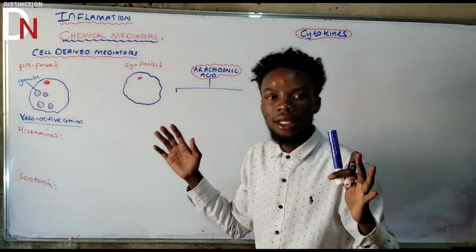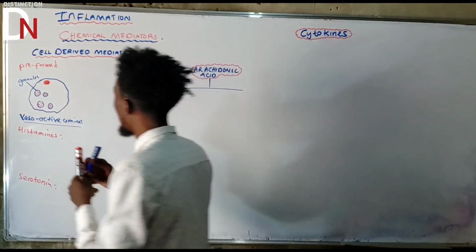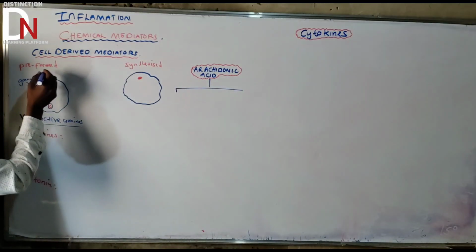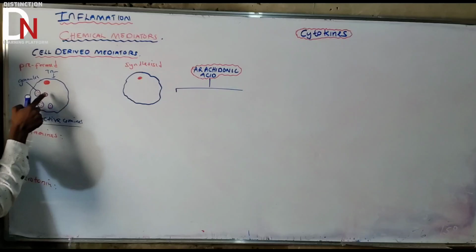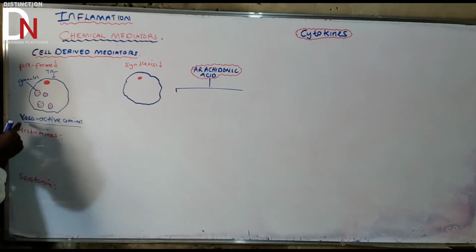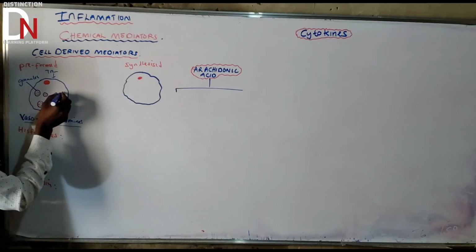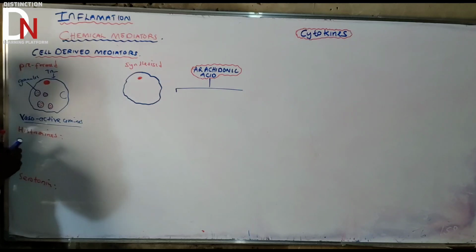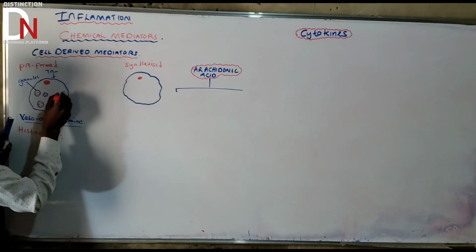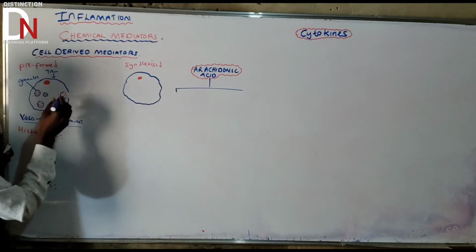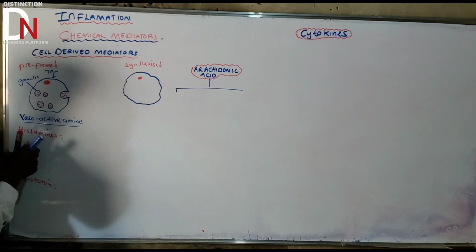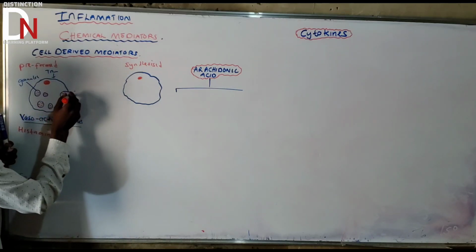So let's just pick one. Let's just say trauma. There is trauma here, maybe bacteria, whatever. Trauma is injuring this cell so that this cell can start producing these preformed granules. They are going to fuse with the cell membrane so that now we can release them outside.